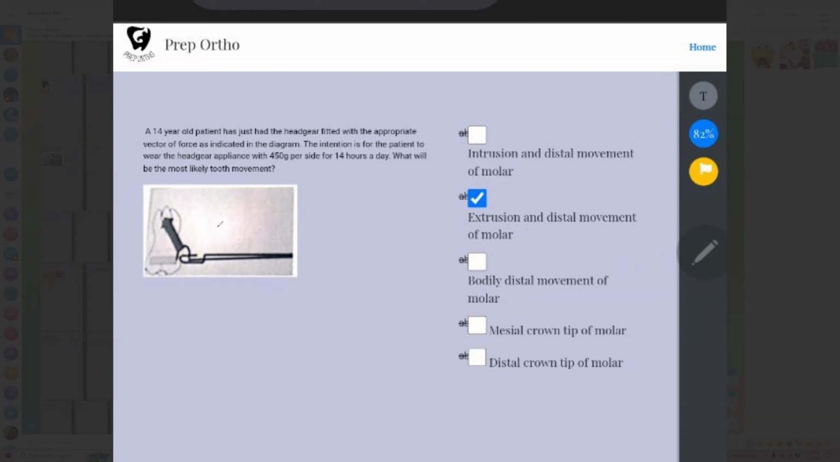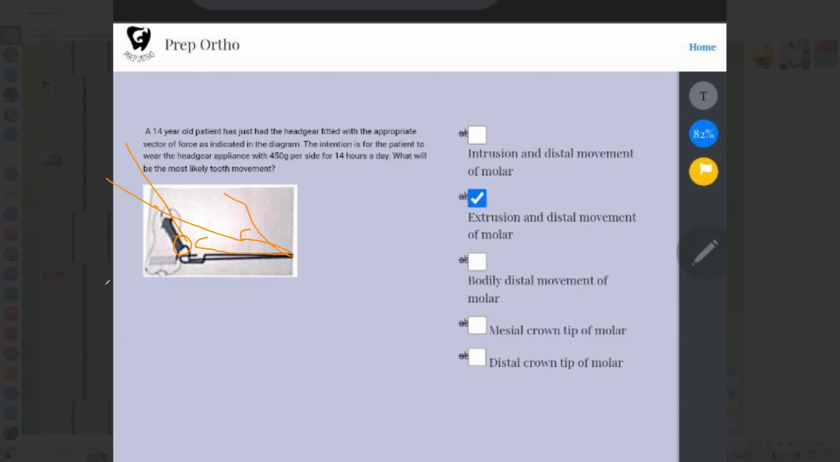It's a line of action. Sometimes we have a shorter bow, right? It ends here. Other times it ends here. So it's the line of action of force, like where you bring it, because we can have bodily movement in a low pull headgear here.